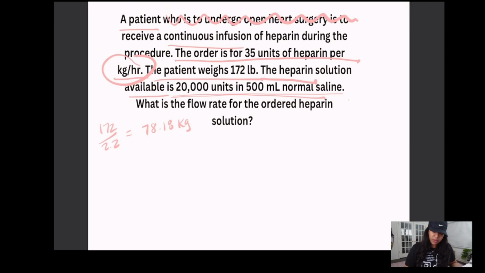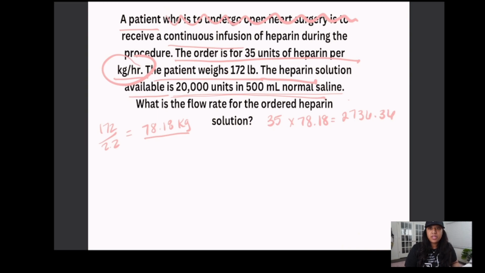And then we need to know how many units per kilogram per hour. The order tells us that we need 35 units per kilogram per hour. So we're going to take this number right here and multiply it by the 35 units that the order calls for. And that's what you get.